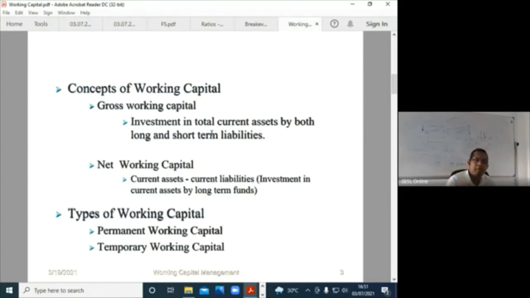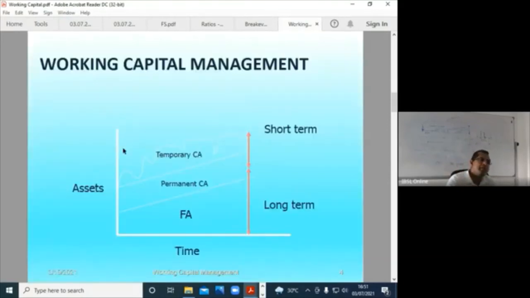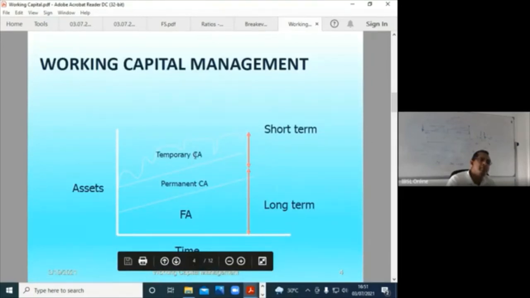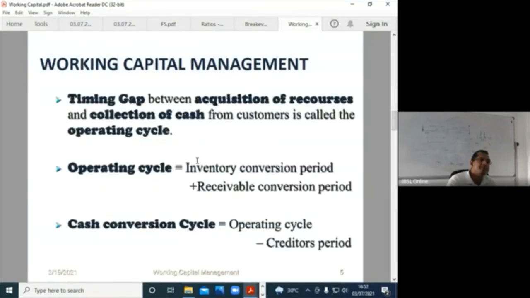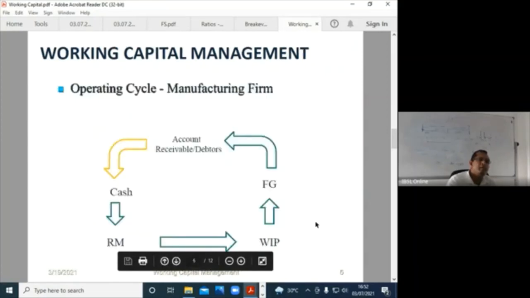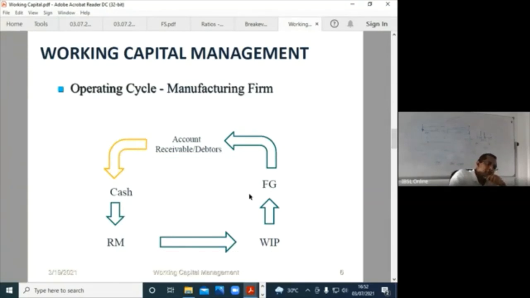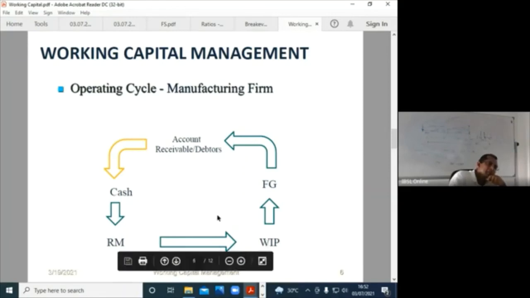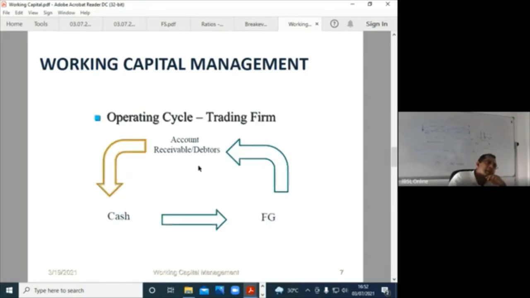Types of working capital, permanent and temporary. This is the graph I showed you: fixed, permanent, temporary, short term, long term assets. Right? Timing gap, this is the working capital cycle, operating cycle, inventory conversion period, receivable conversion, cash, operating minus creditors. This is how we derive cash: raw material, work in progress, finished goods, accounts receivable, and collect cash. This is for a manufacturing company. When it is trading, we don't have these two. We have finished goods. You use your cash to buy finished goods, sell, and collect.